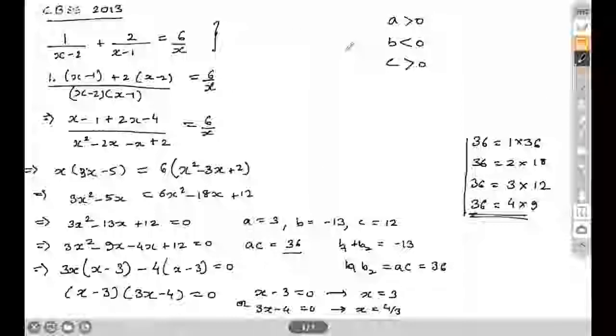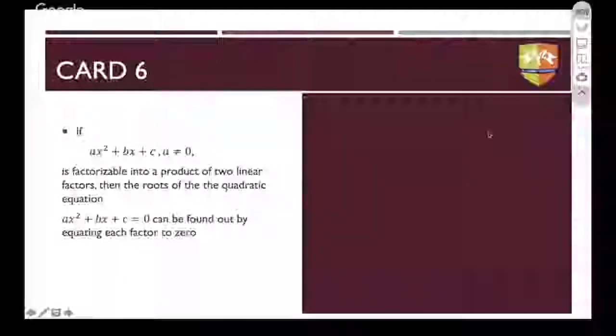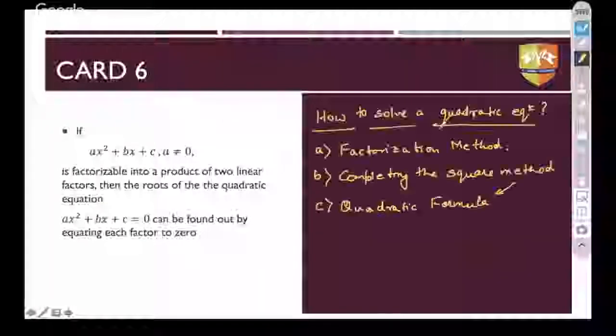You can take that as a trick. Now, just to check whether you have solved the equation correctly. Now, having seen this, let's go back to our previous topic. So we now learned what our factorization method was. So this is done. We will see the completing the square method and the quadratic formula in a little while.